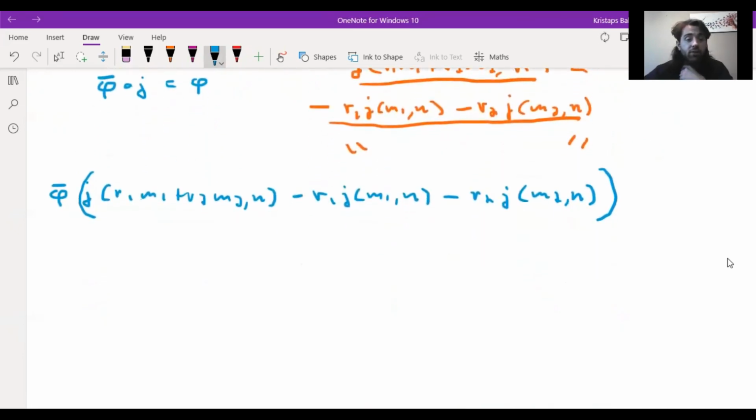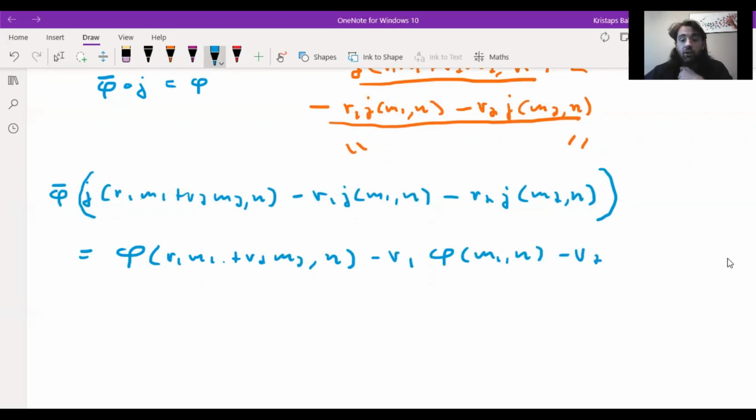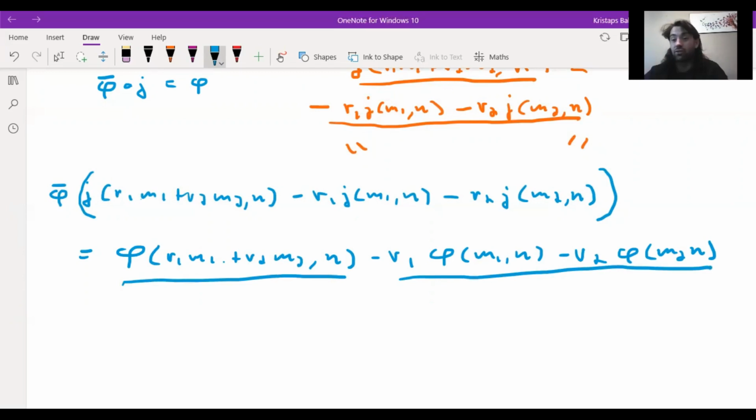So if we carry all of that out, what you should find is that phi of R1 M1 plus R2 M2, N minus R1 phi of M1, N minus R2 phi of M2, N. But now, remember, our original map phi was assumed to be R bilinear. So that means that this term here is equal to this term for all choices of R, M, and N, and therefore it's equal to 0.